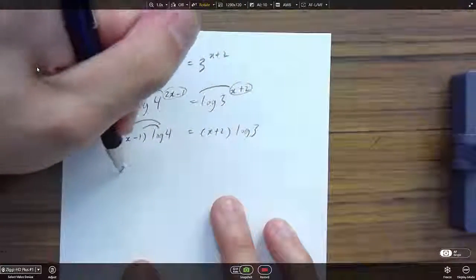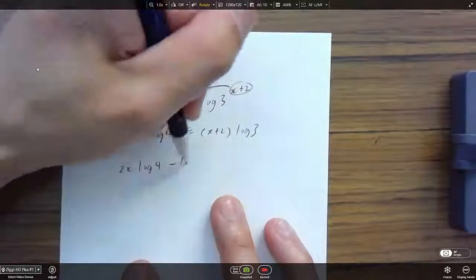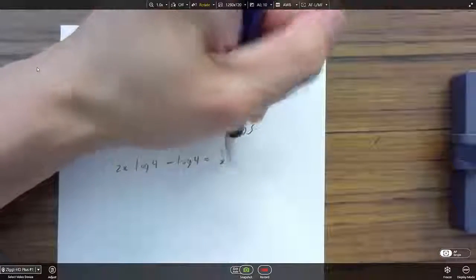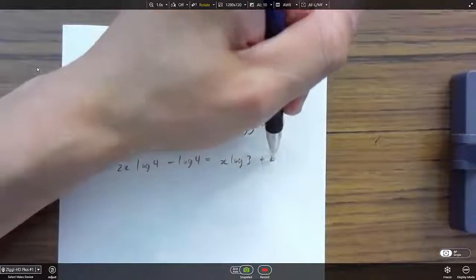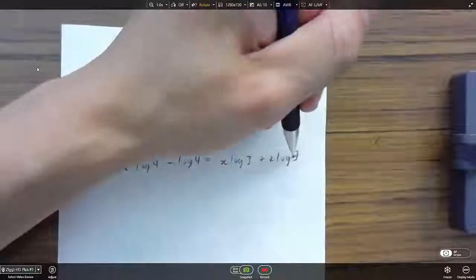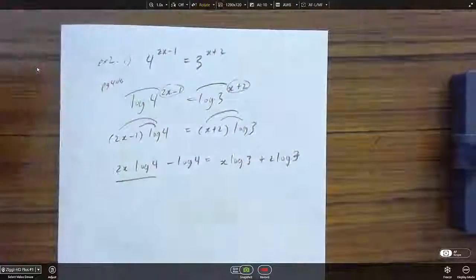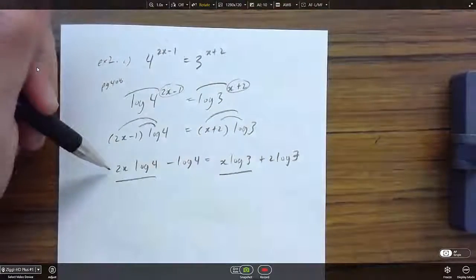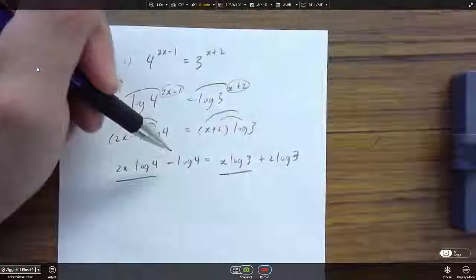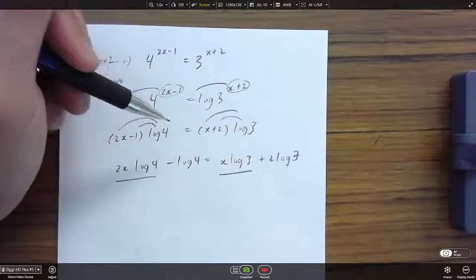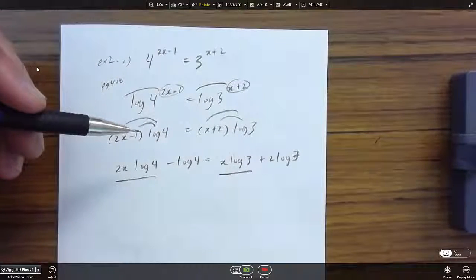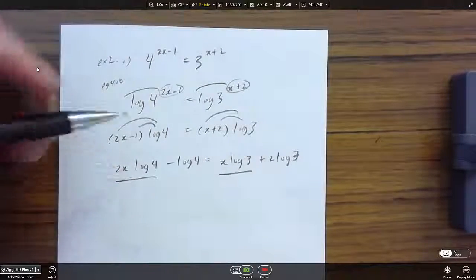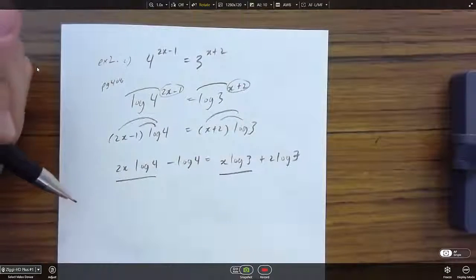Distribution, we have 2x log 4 minus log 4. Distribution, we have x log 3 plus 2 log 3. And the key strategy here is to look at your terms that have x. We want to put all the x's on one side and all the numbers, remember log 4 is a number, on the other side. Now in general, I prefer positive x's. I don't like dividing both sides by negatives. So when I look at the 2x and I look at the x, I feel like I want to move the variable to the left. So I will do that.